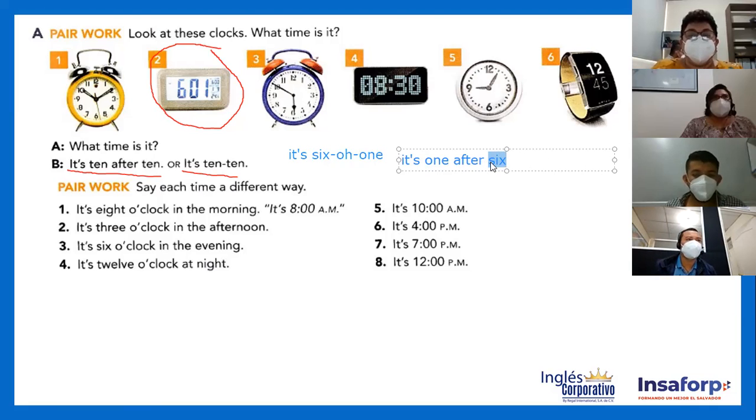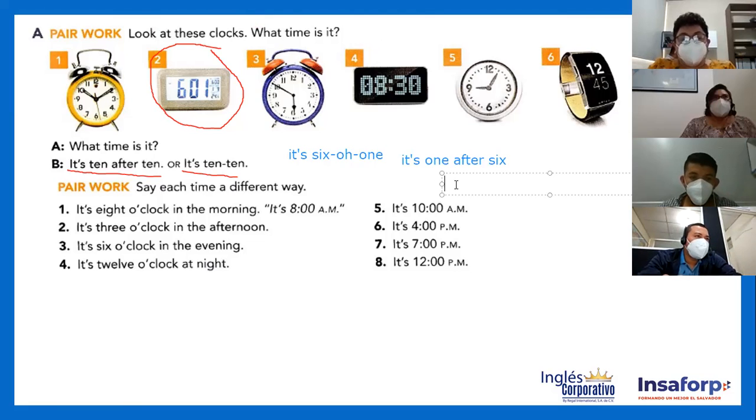Thank you. Okay, the next one. Can you help me, Josue? Number three, Josue. How would the two forms look? The two ways. It's 5. The first one is fine. It's 5. Okay. 50, right? It's 5:50. And the other way?